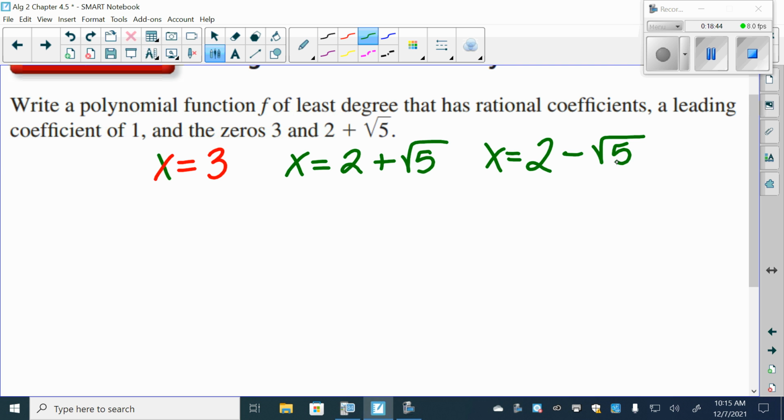Now, to find the polynomial, the first thing we'll have to do is get each one of these equal to 0. We have to get them back equal to 0. Now, x equals 3 is probably going to be the easier one out of the group, because I just need to subtract 3 from both sides, which tells me that x minus 3 is equal to 0, because we just moved it back over.